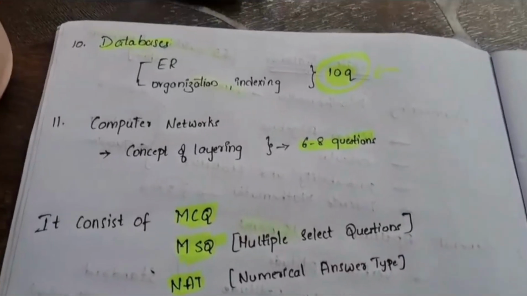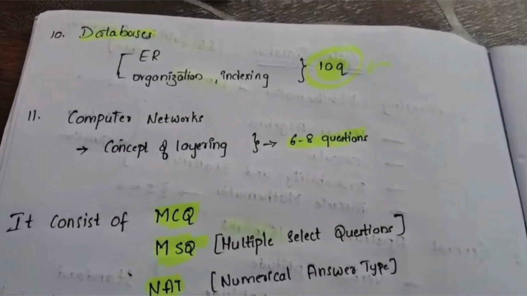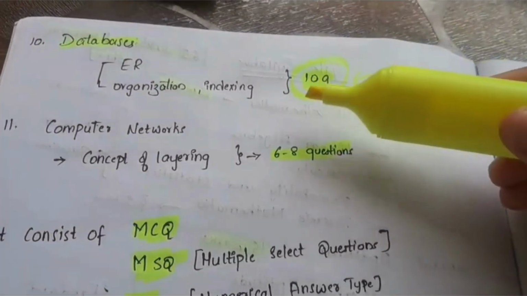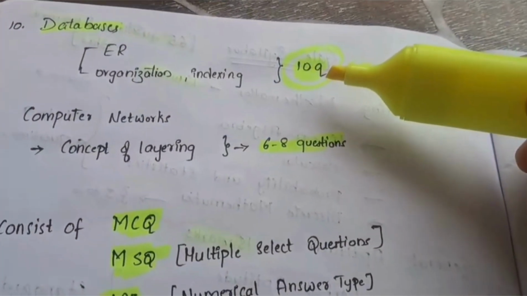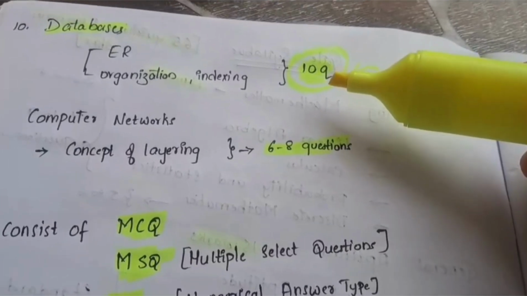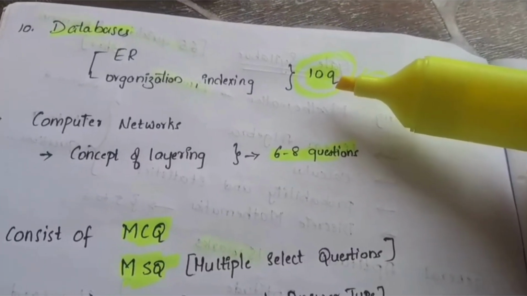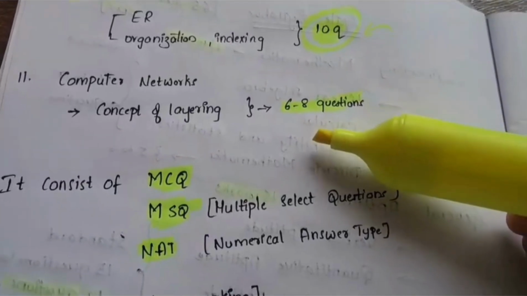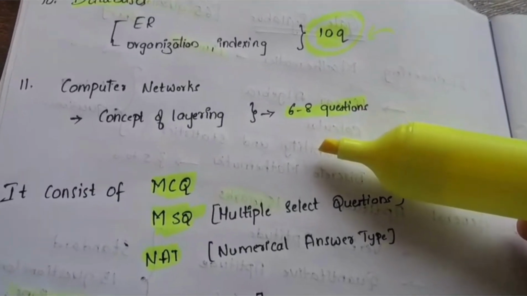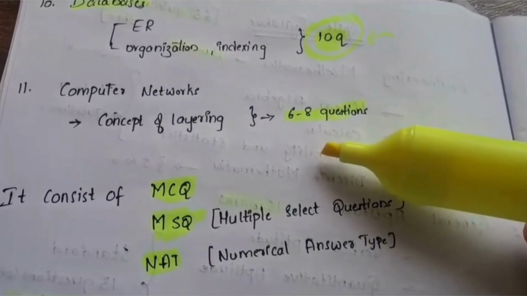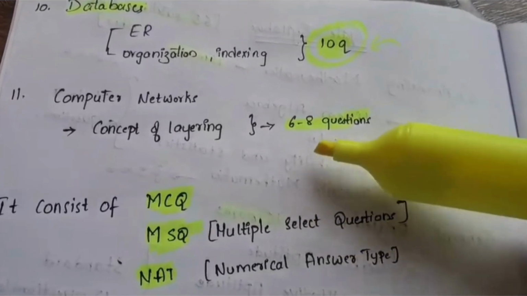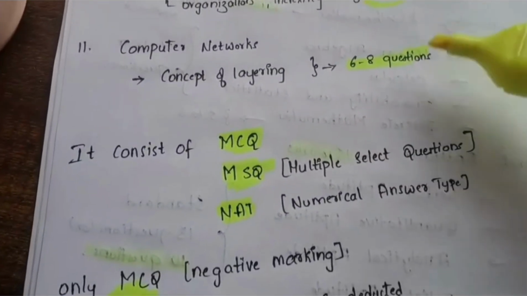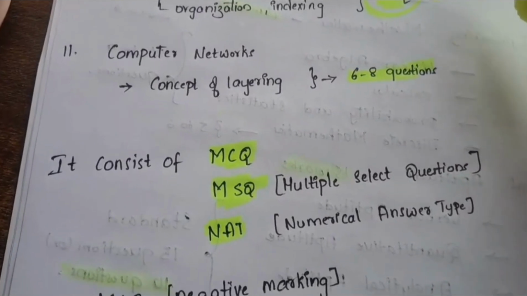Then comes the database topic, in which we have ER diagrams, normalization, indexing, etc. In this we'll have a standard 10 questions. In last year's paper also, if you see, we have 10 questions from this particular topic. Then comes computer networks, in which we have concepts of layering like the data link layer, transport layer, etc. About that we'll be learning in depth, and 6 to 8 questions may be asked. So these are the subjects that we have for the CSE concept.